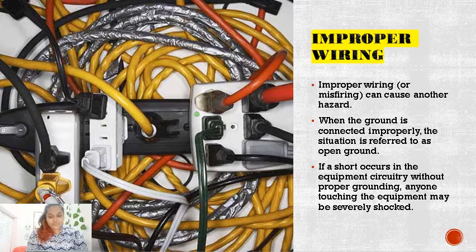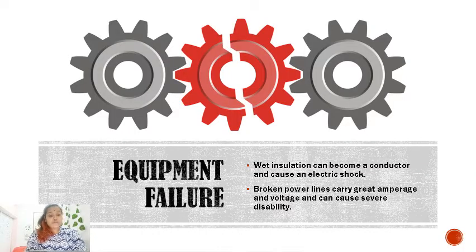Moving on, equipment failure. What is equipment failure all about? Wet insulation can become a conductor and cause an electric shock. Next, broken power lines carry great amperage and voltage and can cause severe disability.